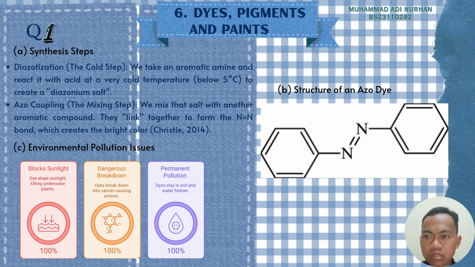However, we must address the environmental pollution issues associated with these dyes. Because they are designed to be permanent, they are difficult to remove from wastewater. In rivers, they block sunlight, which stops photosynthesis and kills underwater plants. Furthermore, some dyes can break down into cancer-causing amines, making it our professional responsibility to ensure strict wastewater treatment.